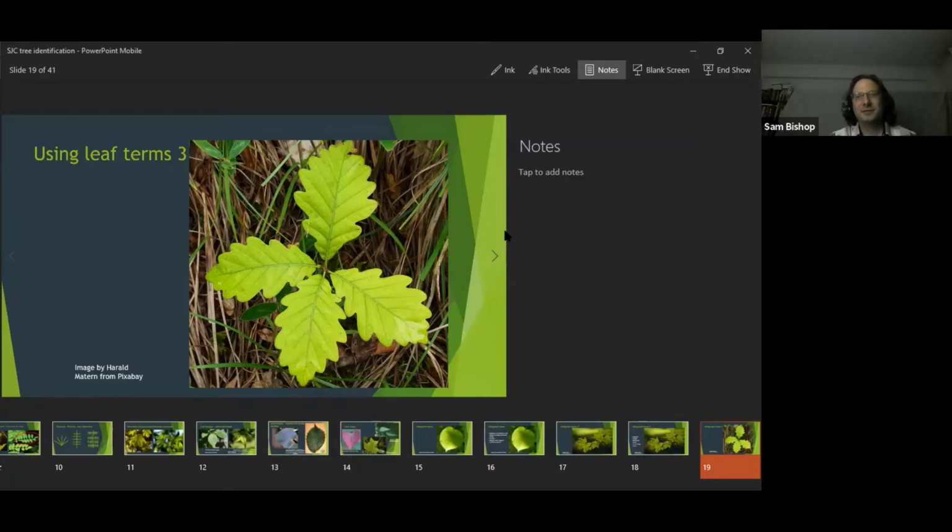See how if you follow the line down each of the lobes, it all just comes right back to that central stem on the leaf, but it doesn't all come back to the same spot. So it is pinnately lobed. And this is a swamp white oak.